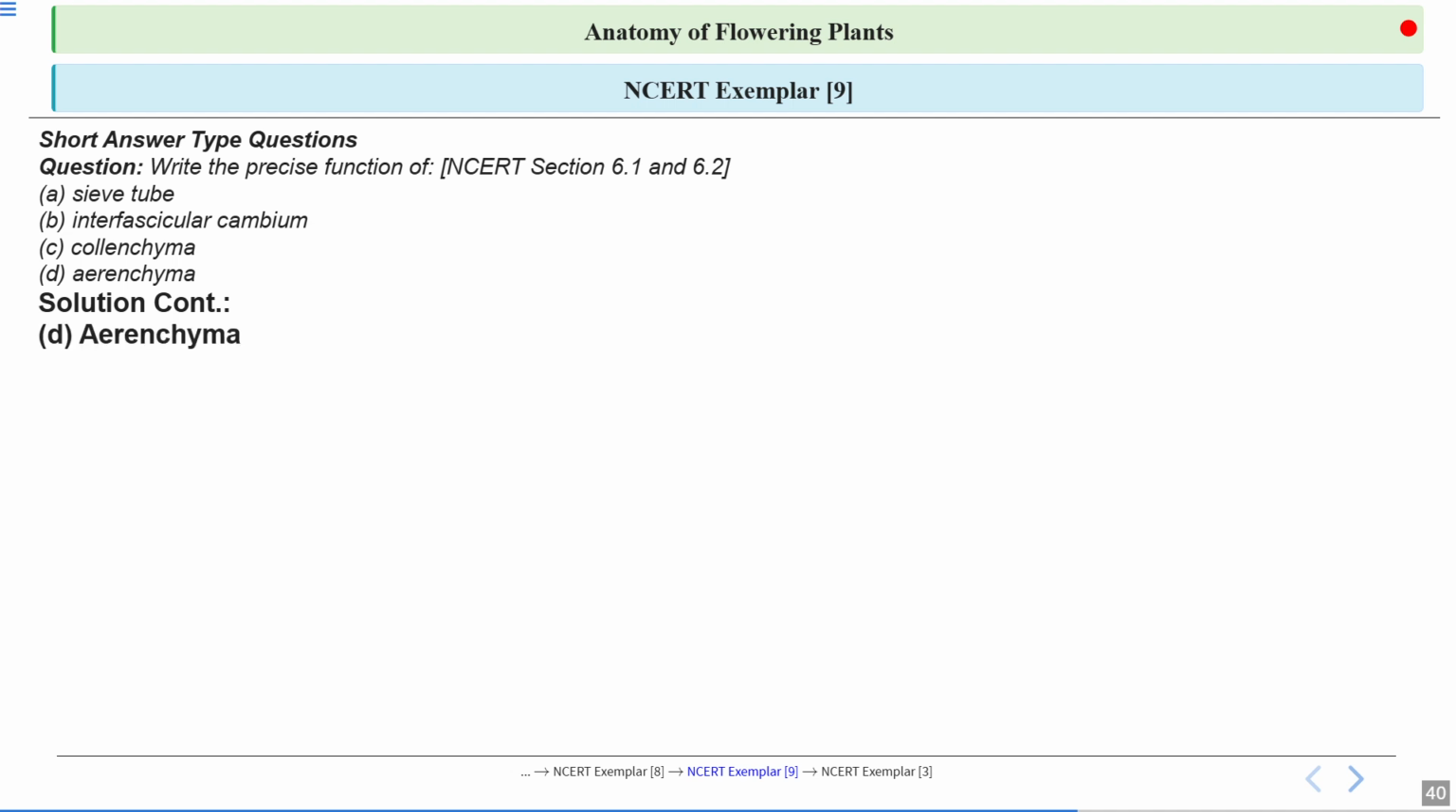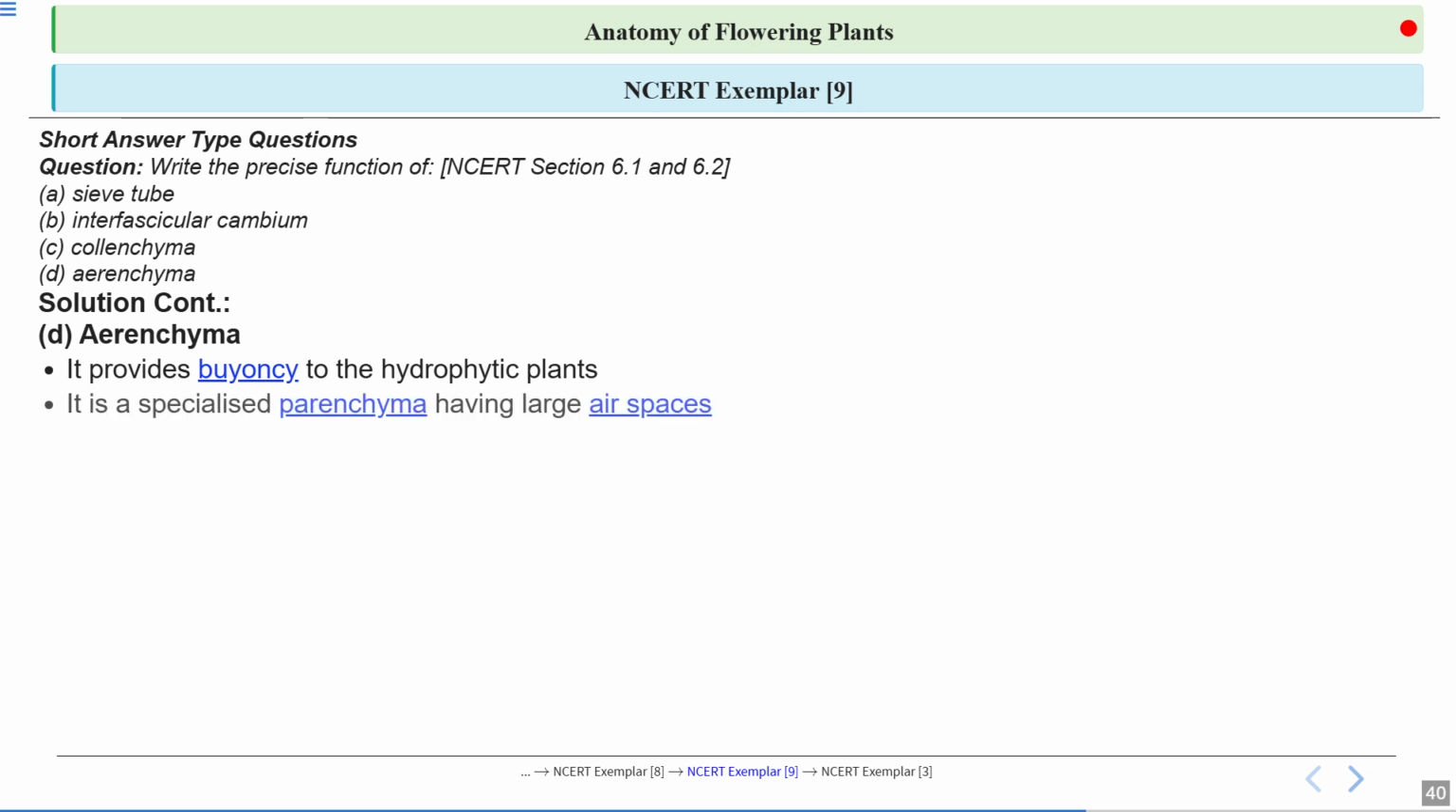Next is the aerenchyma. It provides buoyancy to the hydrophytic plant. Hydrophytic plants are the plants we see in an aquatic environment. So it is a specialized parenchyma having large air spaces, and it is a modification of parenchyma.